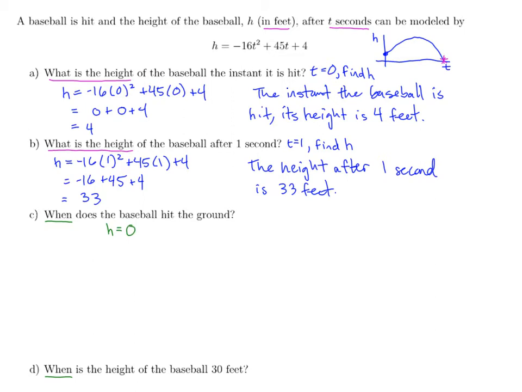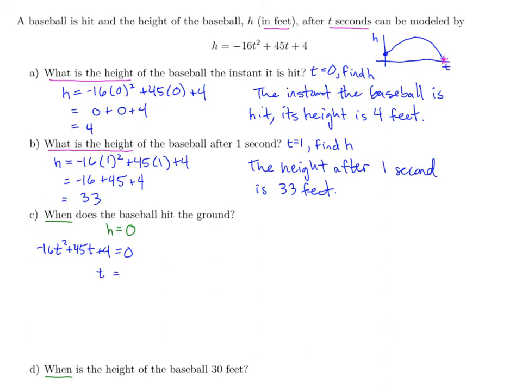So we can replace h with how it's been defined, which is negative 16t squared plus 45t plus 4, and we're going to solve where that equals 0. So setting that up, we get negative 16t squared plus 45t plus 4 equals 0. And from there, we can now use the quadratic formula to solve for t.